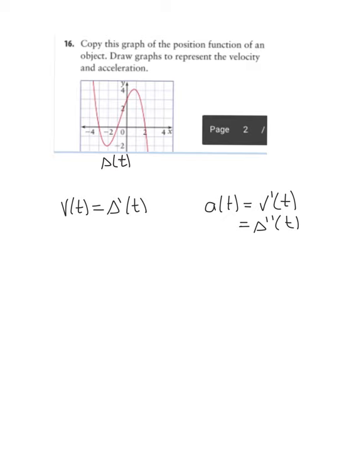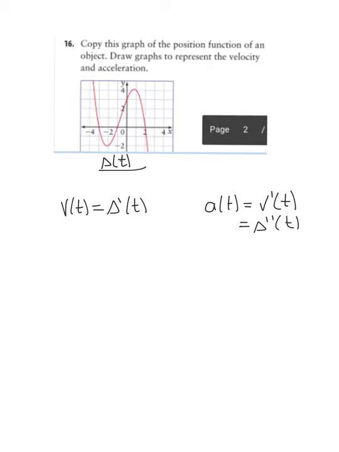I thought it might be a good idea to give you a little hint for question 16 above. In this question, they're giving you the graph of a position function. I've labeled that S of t right here. And they're asking you to draw graphs to represent the velocity function and the acceleration function.